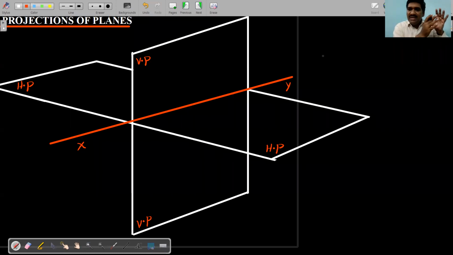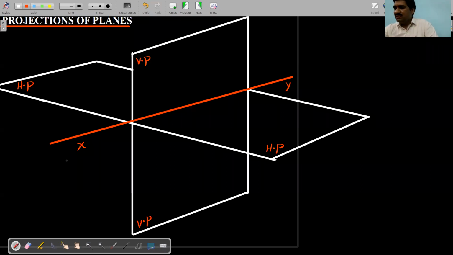Therefore, the point is what you know. I told yesterday clearly: if we join 2 points, you'll be getting a straight line. If we join the lines, you'll be getting the planes. If we join planes, you'll be getting solids. And to understand solids, we have to go for the planes. For planes, we have to go for the lines. And for lines, we have to go for the projection of points. So points are over, lines are over. Now we came to projections of the planes.